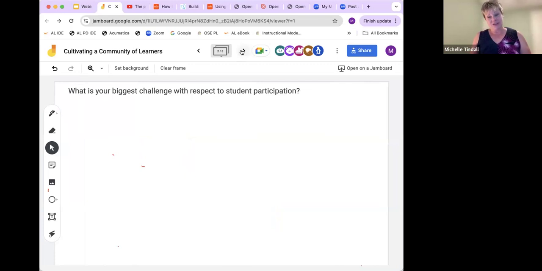What is your biggest challenge with respect to student participation? If you wouldn't mind doing the same, add in a couple sticky notes here. What's your biggest challenge with respect to student participation?